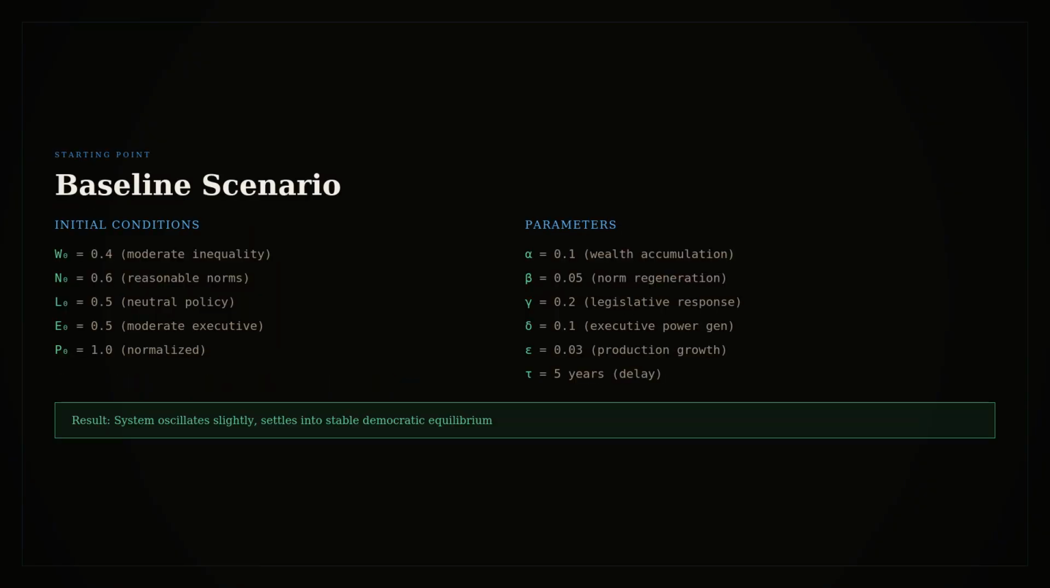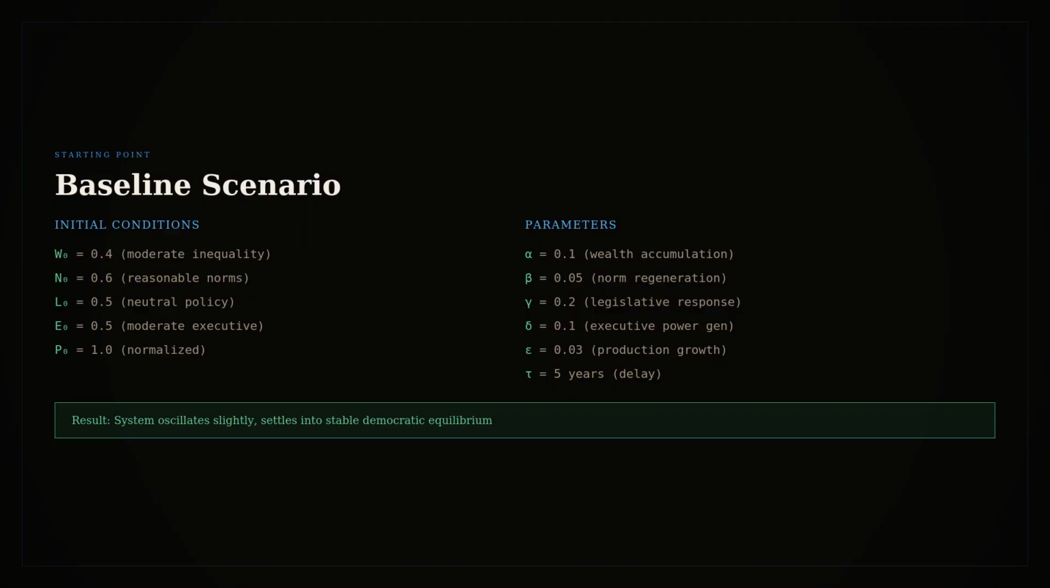Let's establish a baseline, a middle-of-the-road political economy, not extremely unequal, not extremely egalitarian, moderate norms, functional institutions. We set initial conditions: W equals 0.4, moderately concentrated wealth; N equals 0.6, reasonably strong social norms; L equals 0.5, neutral legislative position; E equals 0.5, moderate executive power; P equals 1.0, normalized production capacity.